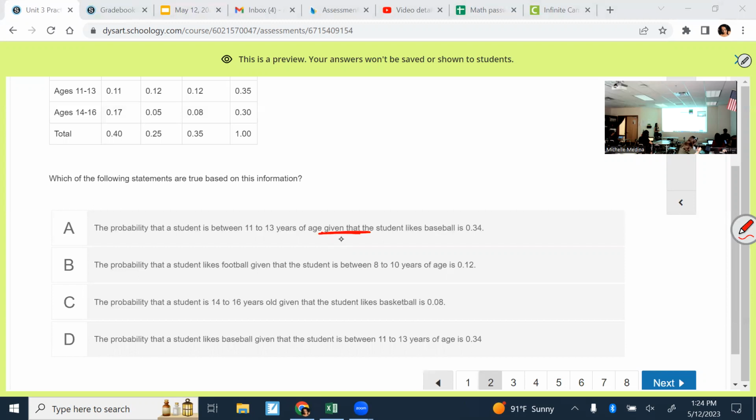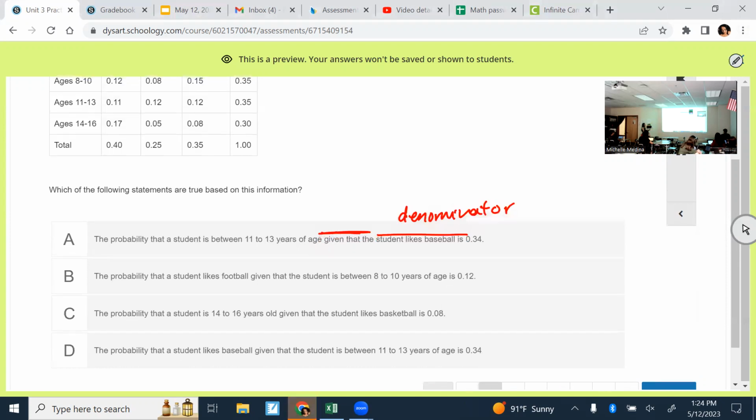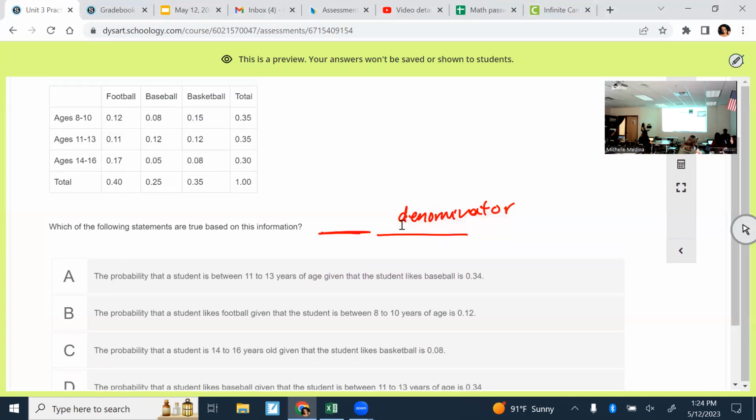So anytime it says given that, or out of, or something like that, it wants you not to divide by your grand total. And then whenever it says given that, whatever follows is going to be your denominator. And I'm not talking about the 0.34, I'm talking about the people that like baseball. So when we go back up here, the total people that like baseball is what? Or here's baseball.